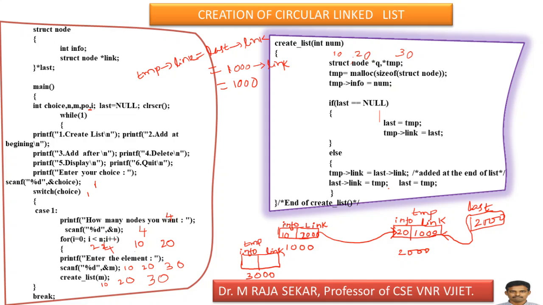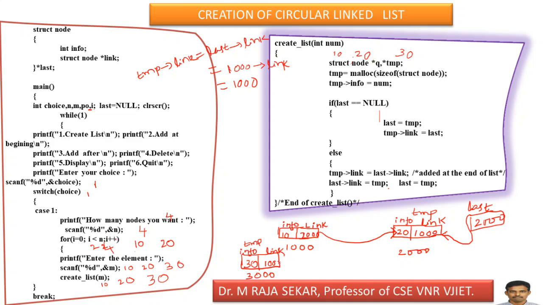tmp->info = num. tmp->info means this one. What is my num value? Now num value is 30. This is 30. Yes, tmp->info = num. If last == NULL, anyway last value is 2000, which cannot be null, else tmp->link, tmp means this one, tmp->link means here, equal to last->link. Last means what? 2000. 2000 link means what? 1000. Here I must write.